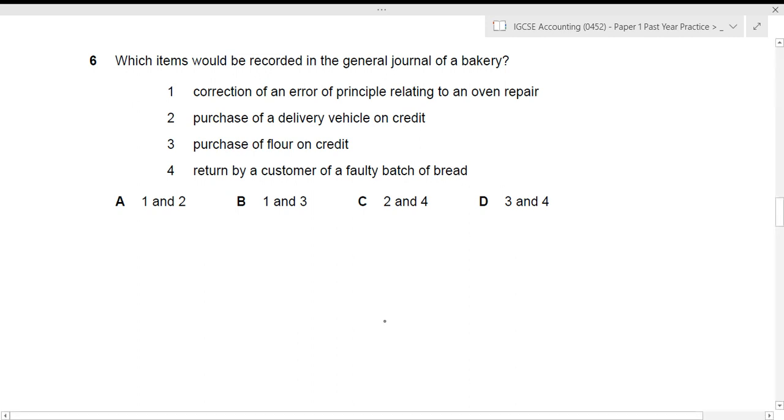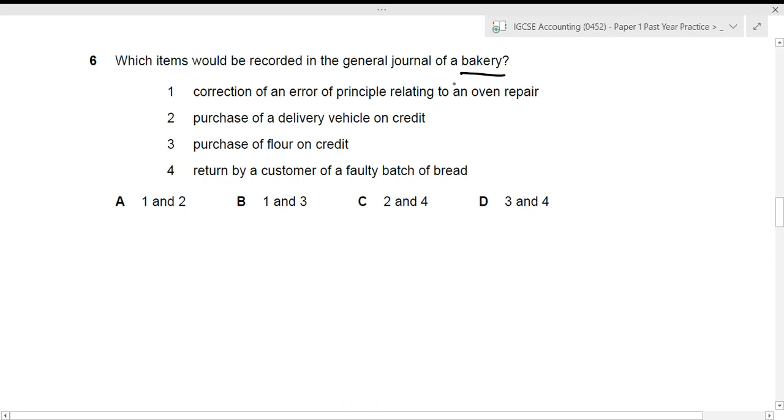Hi, dear students. So now we are going to do question number 6, paper 1-1, past paper, May June 2021. So in this question, what are they saying? Remember, you have to understand the question in order to answer the question properly. Understanding the question is half of the answer. Which items would be recorded in the general journal of a bakery?